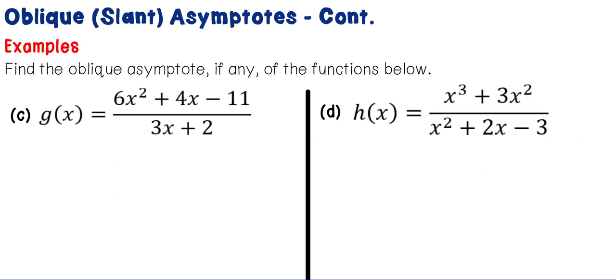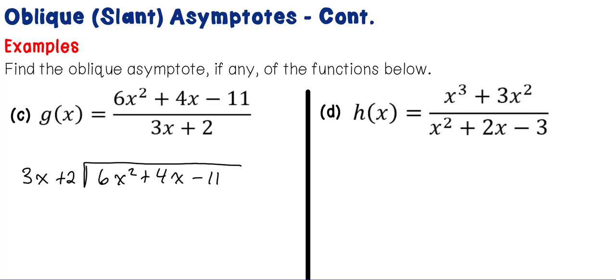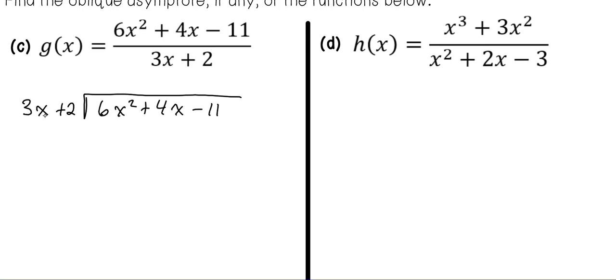And these are the last two examples. Find the oblique asymptote, if any, of the functions below. On these examples, synthetic division wouldn't be quite as easy to use, so we're going to have to do our long division. We're going to take 3x plus 2 divided into 6x squared plus 4x minus 11. What would we multiply times 3x to get 6x squared? That would be 2x. So that's going to go over the 4x.